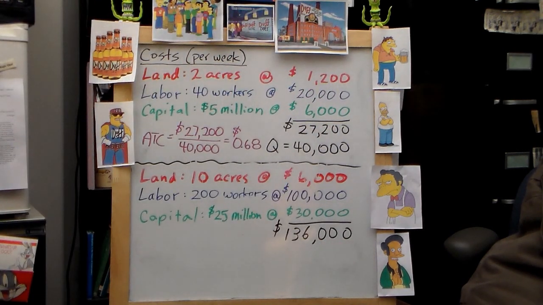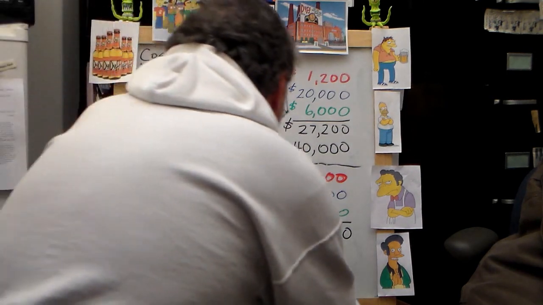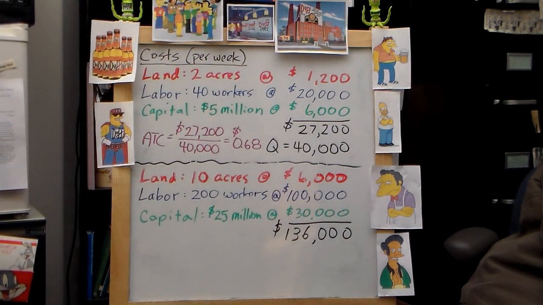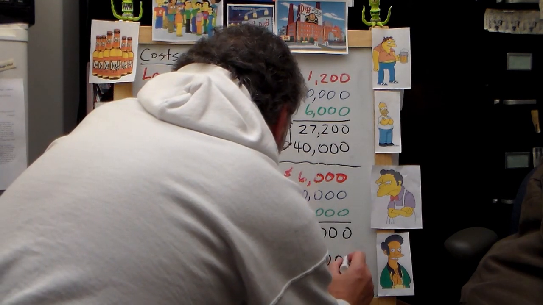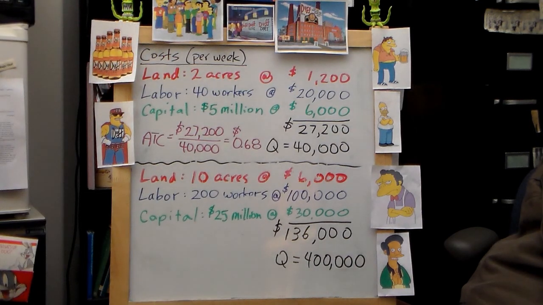Total cost of making the beer with the bigger factory is going to be $136,000. Now, if there are economies of scale, that means the company's output will increase by a larger factor. Suppose that if they build the bigger factory, their output increases by a multiple of 10. So the increased efficiencies from the bigger factory means that their output increases by a multiple of 10. They're able to make 400,000 bottles compared to only 40,000 bottles with the smaller factory.